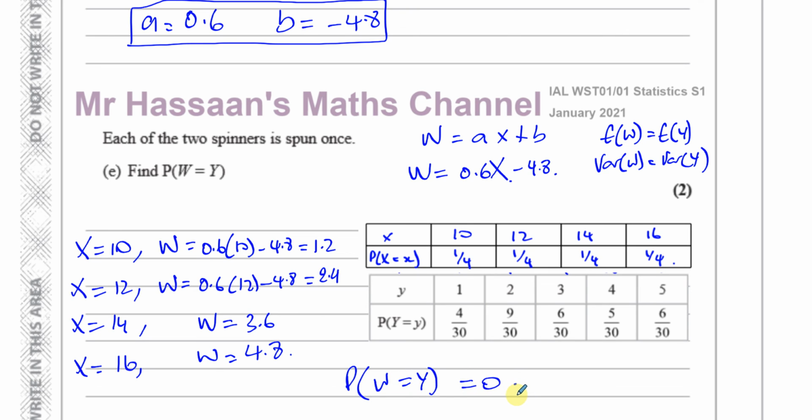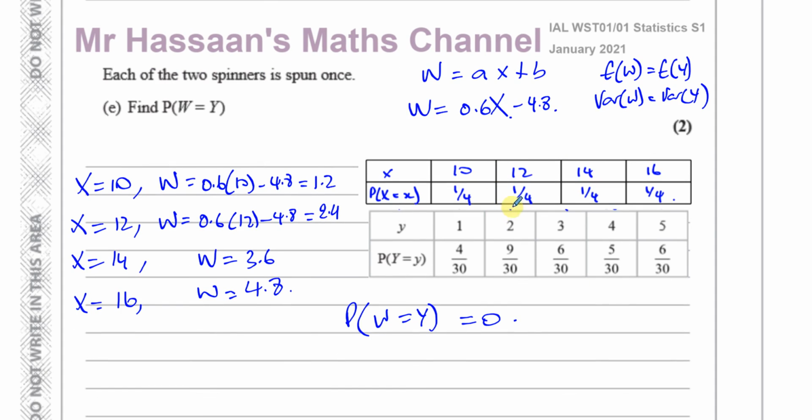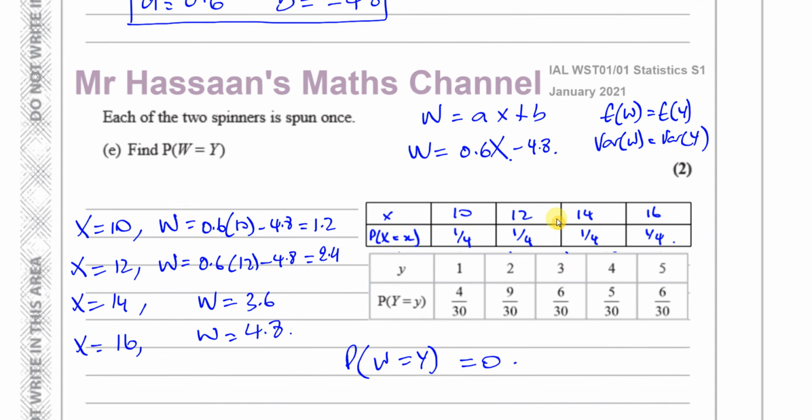There'll be none of them the same, and that's the answer for part E. None of the W values match any of the y values. The random variable W is equal to 0.6 times whatever x comes up, minus 4.8. All of those are non-integer values, and all the y values are integer values. None of them are going to be the same. Therefore, the probability that W equals y when each of the two spinners is spun once is equal to 0. You'll never get the same value for W and y.